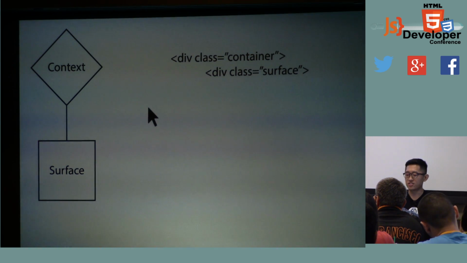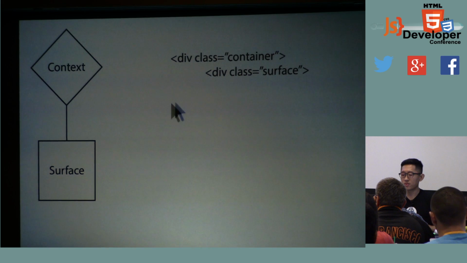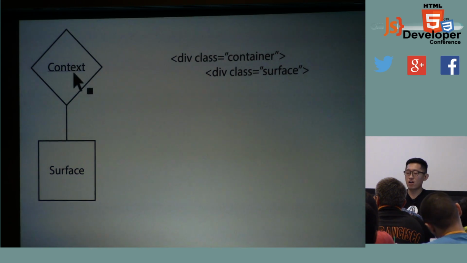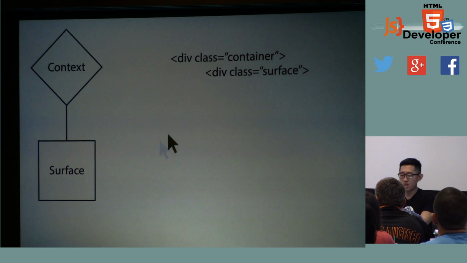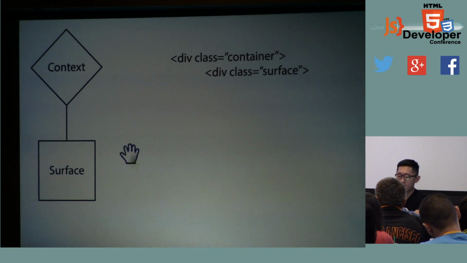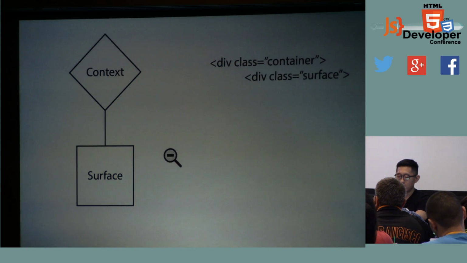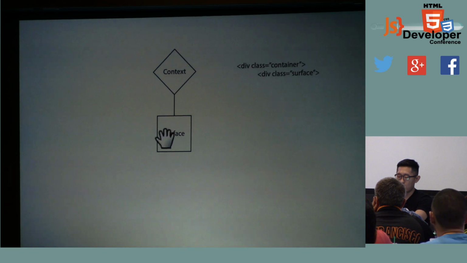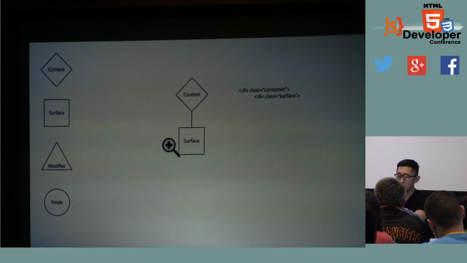The surface is nested underneath the context in the DOM, right? So this makes sense. We have a hierarchical relationship here, all right? So what we can do is create more surfaces or more modifiers to add to this.